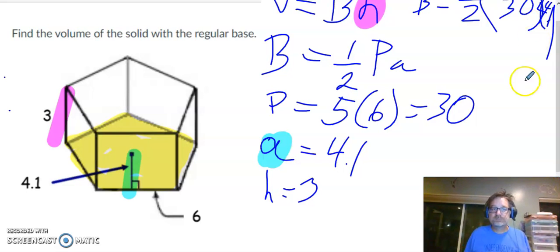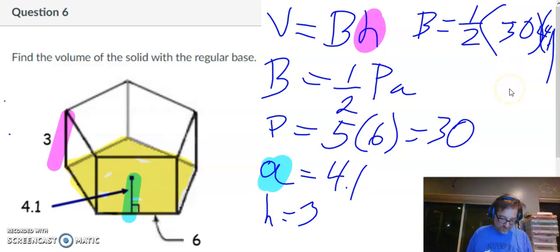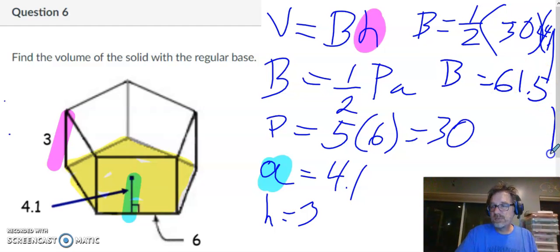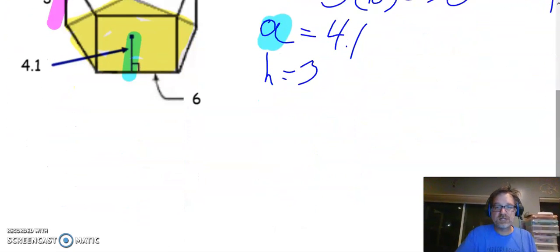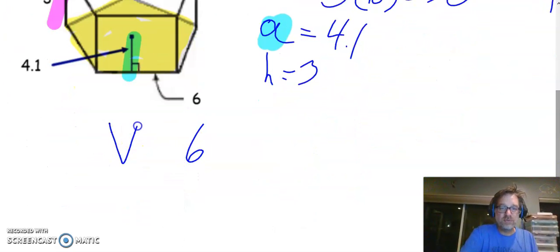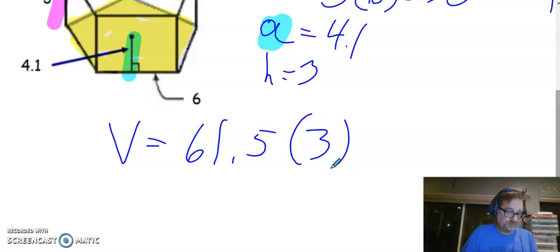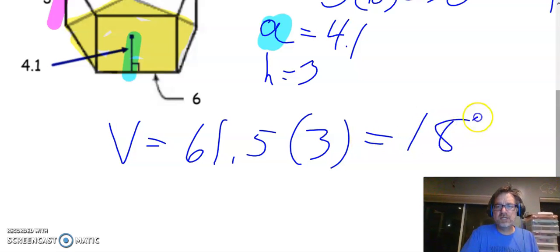Everything is falling apart here. So half of 30, 0.5 times 30 times 4.1 gives me 61.5. So big B equals 61.5. Then I need to multiply that by the height of the prism, the little h. Oh, now it's not scrolling. So volume is 61.5 times 3. Using my calculator for all of that, that gives me 184.5. Already, that's not the answer.